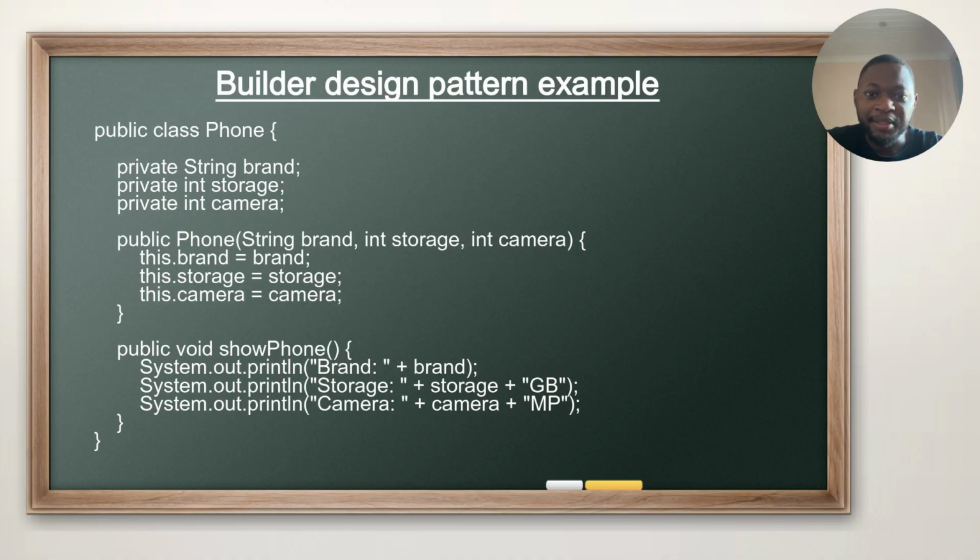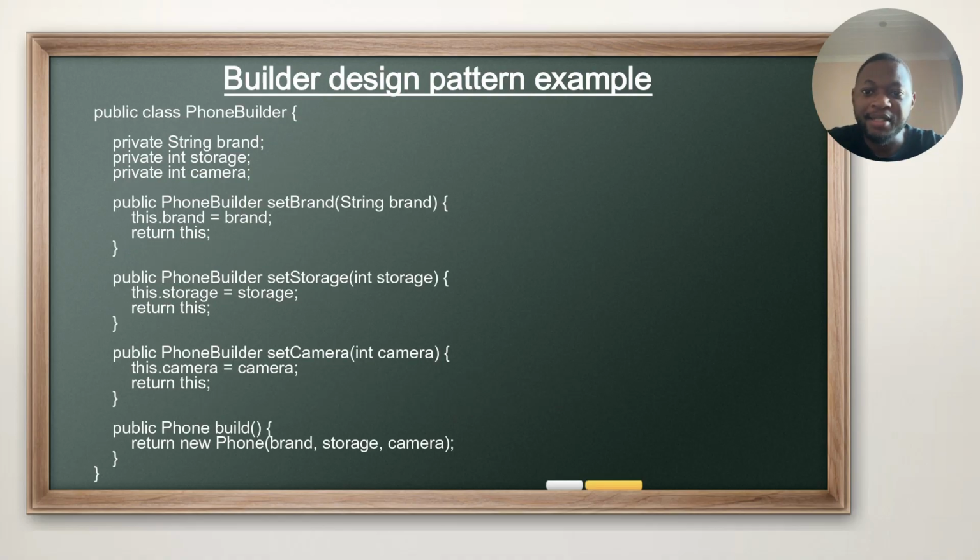So here we have our builder design pattern example, which is the phone class. This is the first layer of our example. We will be using the builder design pattern to actually build up our phone class, our phone object, my bad. We'll be using the builder design pattern to actually build a phone object. Let's go on to the next slide.